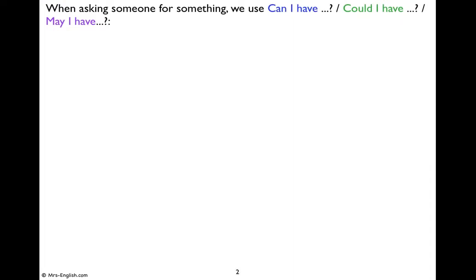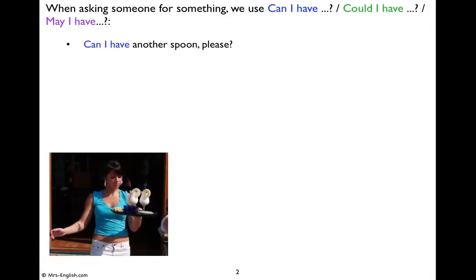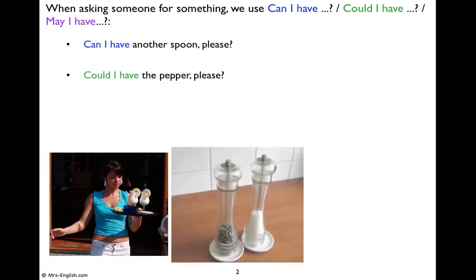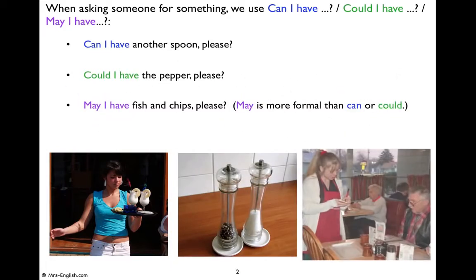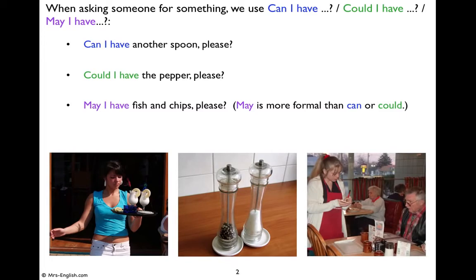When asking someone for something, we use can I have, could I have, or may I have. For example, can I have another spoon, please? Could I have the pepper, please? May I have fish and chips, please? May is more formal than can or could.